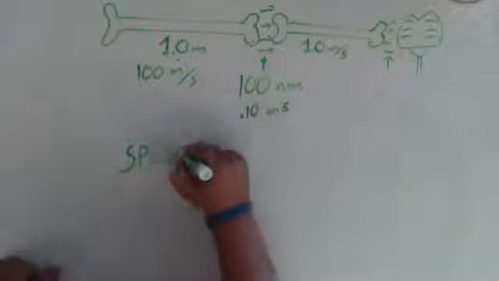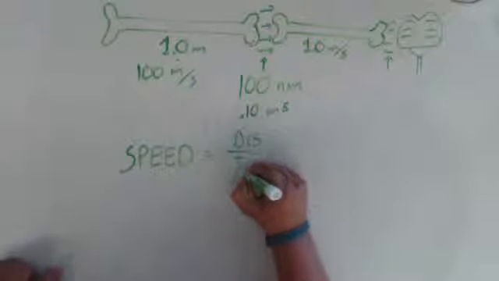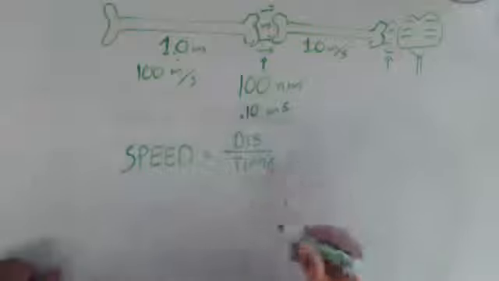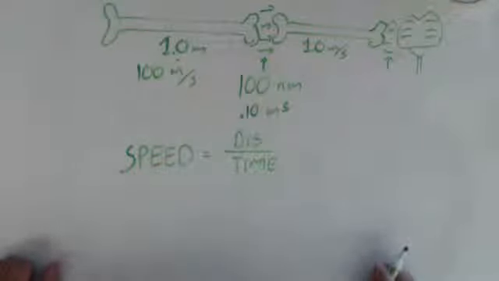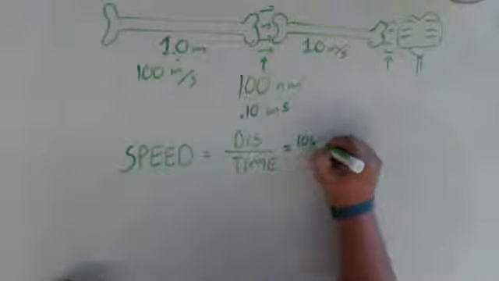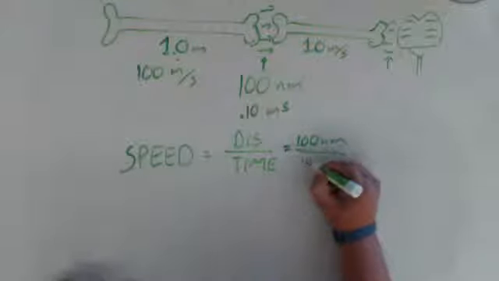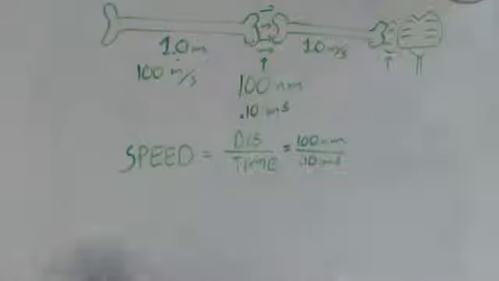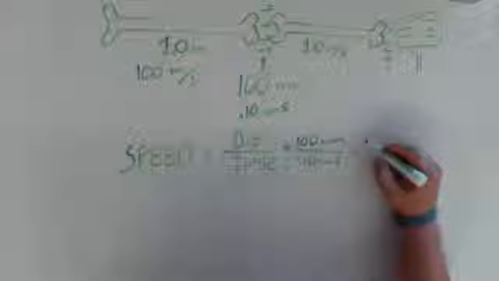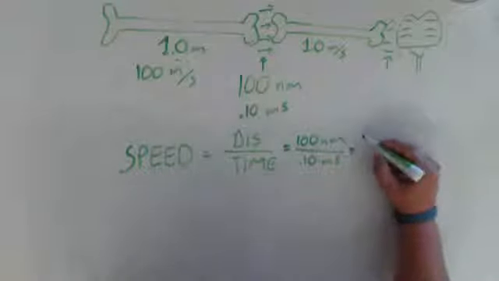Well, speed, unlike velocity, is distance divided by time. If you remember, velocity is displacement divided by time. Speed is distance divided by time. Two different ideas. In this case, our distance is going to be 100 nanometers, and our time is 0.10 milliseconds. Cool? Well, the next thing I'm going to do is express this differently. I don't want it in nanometers per millisecond. I want it in meters per second.